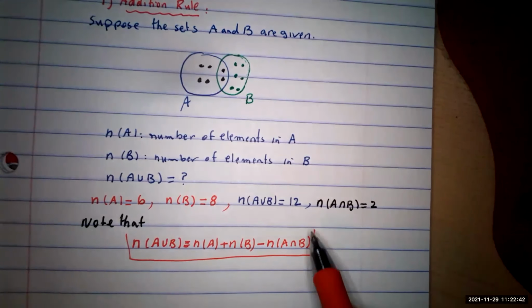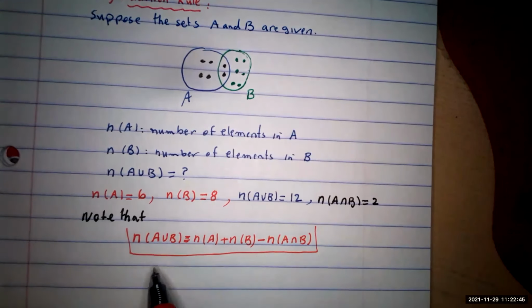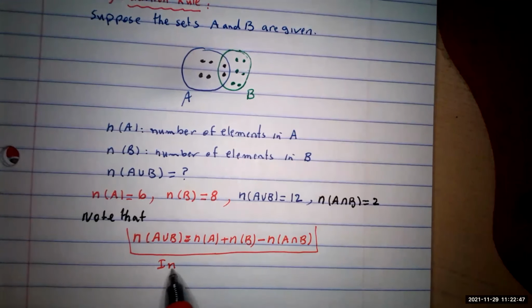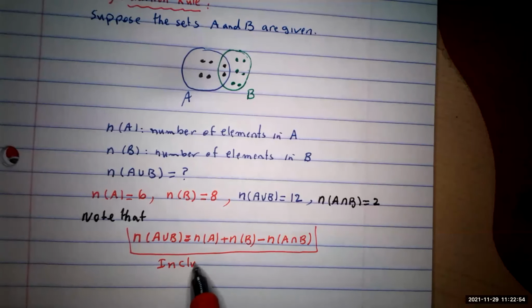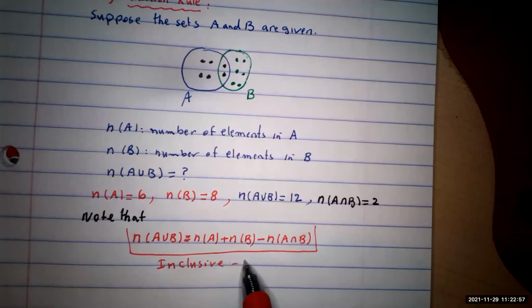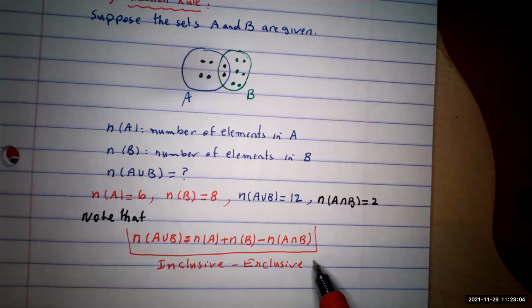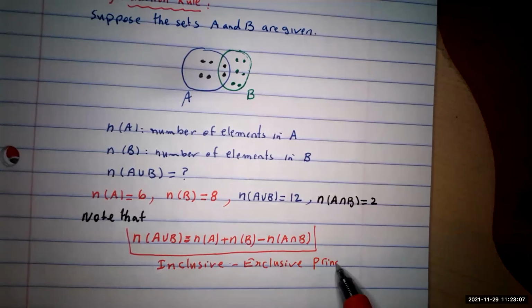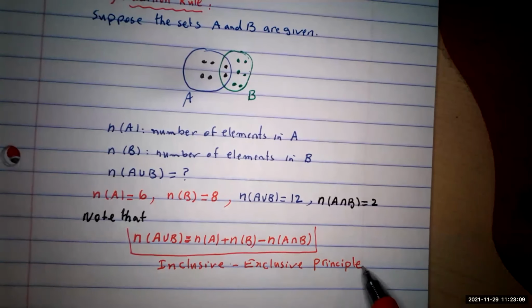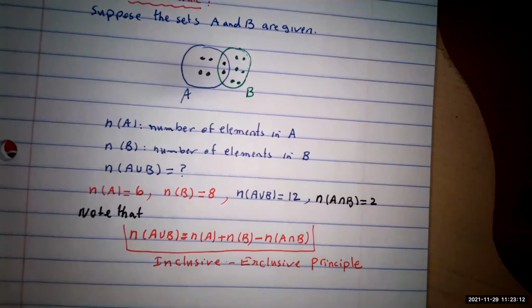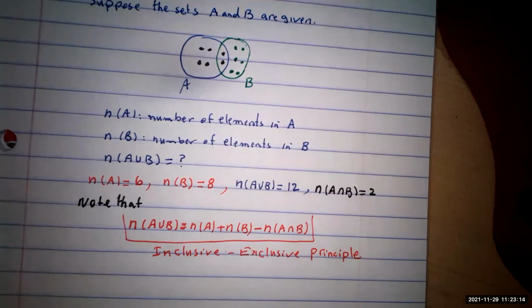This easy observation we refer to as the inclusion-exclusion formula, or just a principle or criterion, something like that. It's a very nice observation that has very important applications.